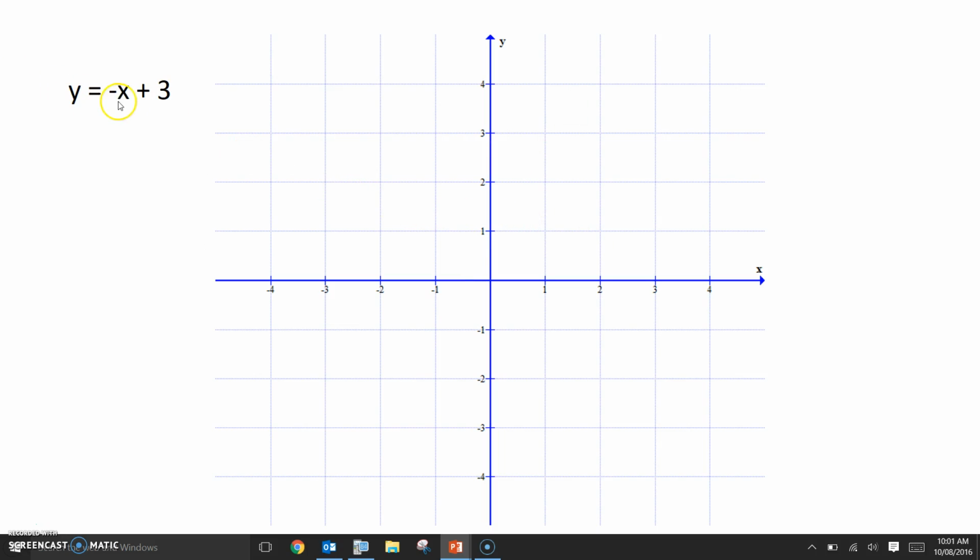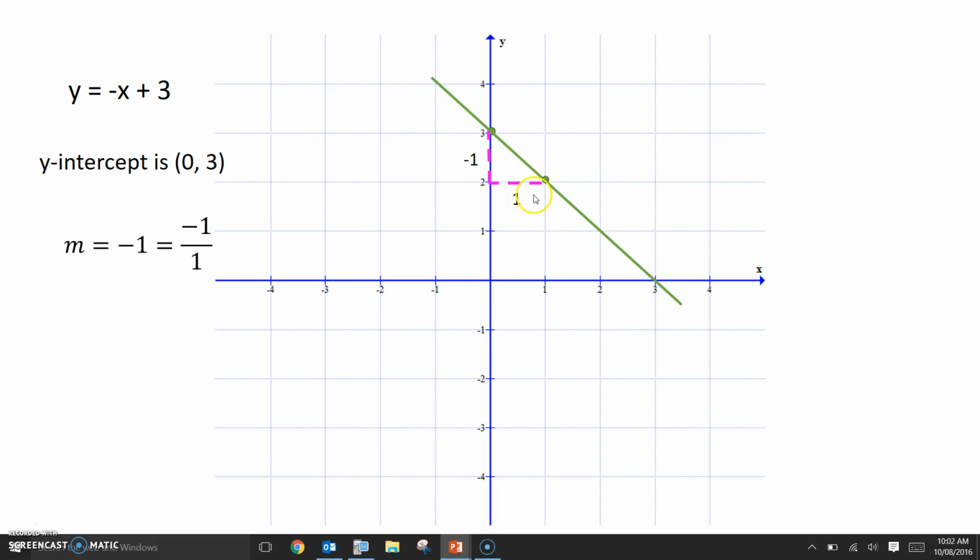So this time y equals negative x plus 3. So plus 3 is your y-intercept, so you put a point right there. And then negative 1 as our gradient means negative 1 over 1. So you do a rise of negative 1, so go down 1, and run of 1, so you go across 1. Put another point and join the dots. And just make sure as you go along that it's down 1 across 1, down 1 across 1. Okay?